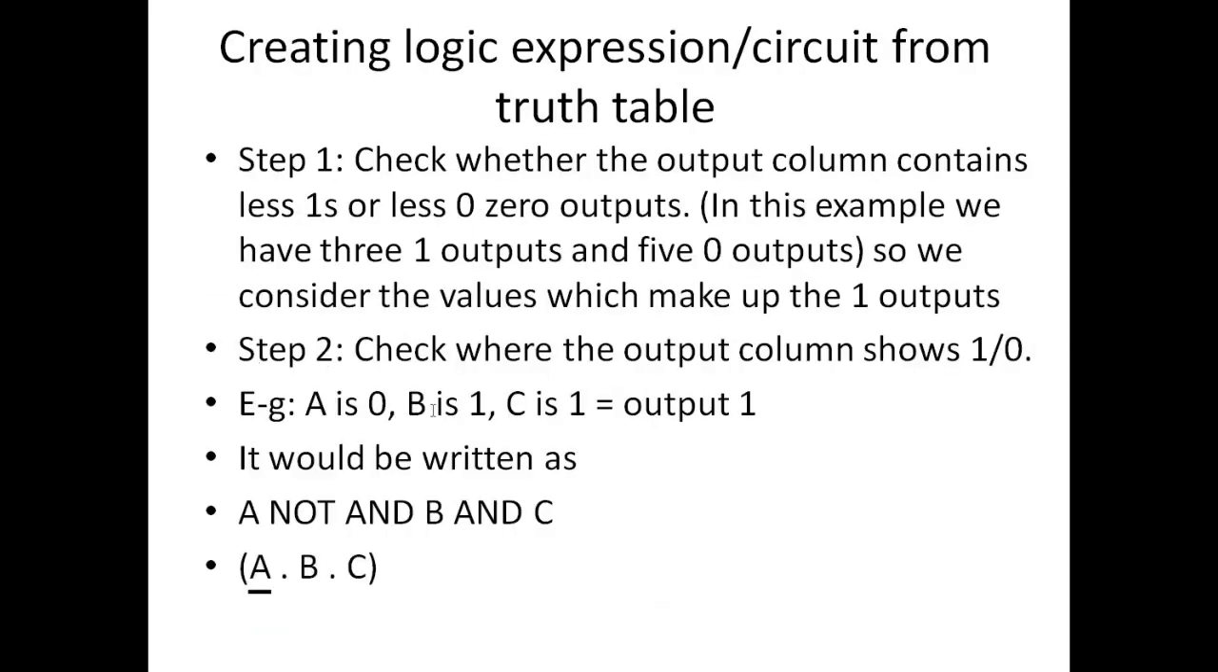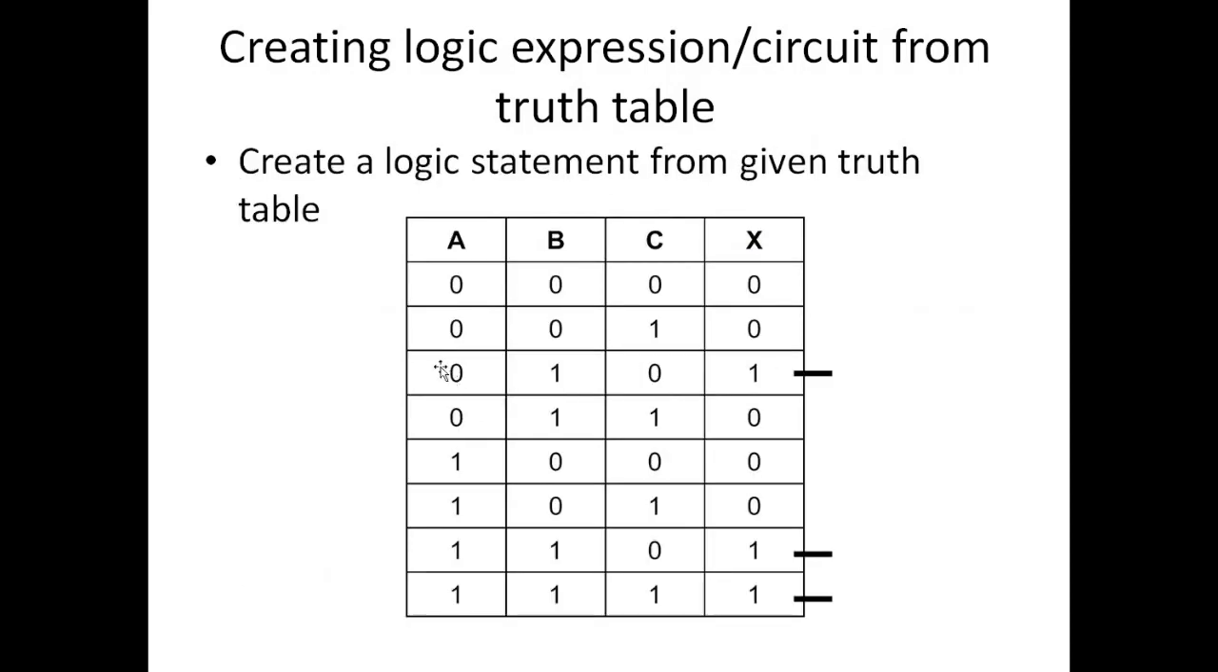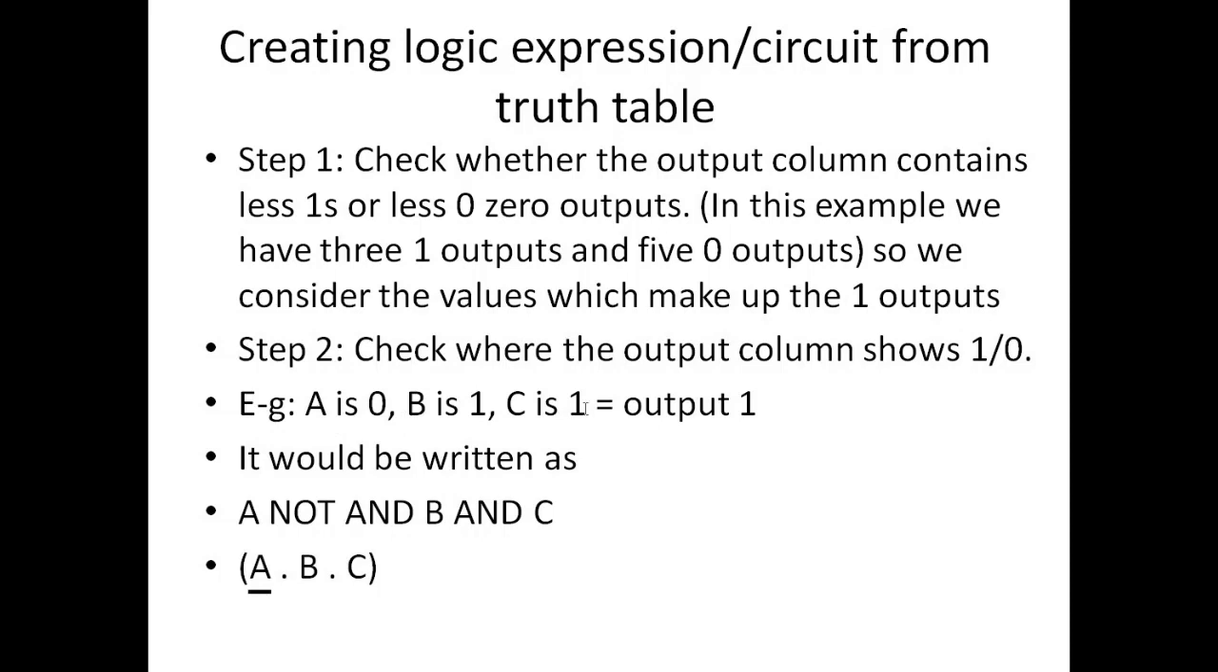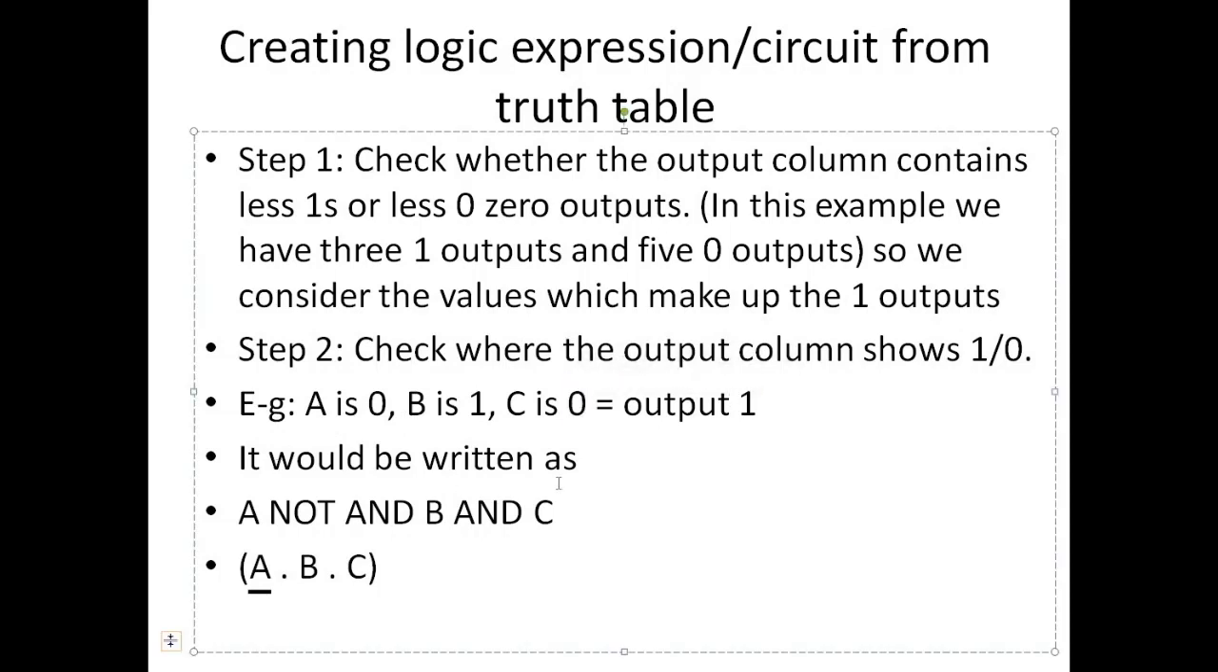Now step 2. I marked it, so now see the first line. It is saying that A is not 1, B is 1 and C is also not 1, and you would get the output as 1. So what we are going to do is convert this into a logic statement: A naught, meaning A is 0, B, and C naught.